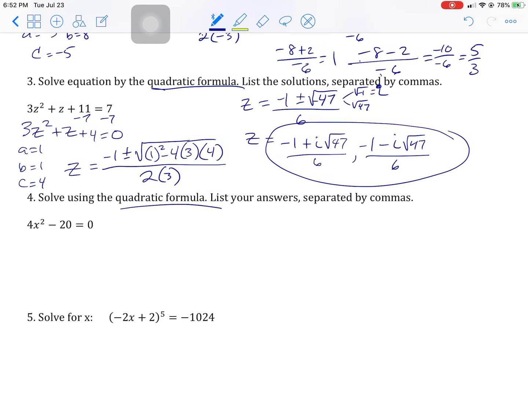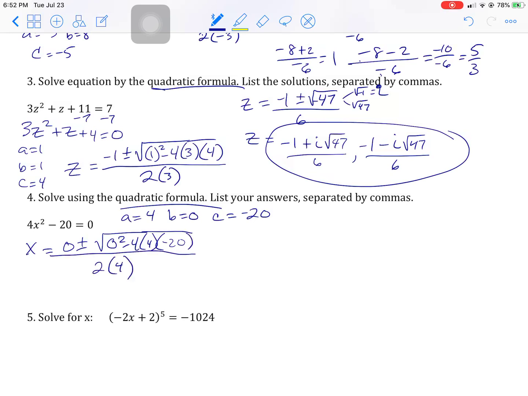So I'm going to take a 4 out, but I don't. I just go right to A equals 4, B equals 0, because there's no single x term there, x to the first power. C equals -20. So just follow procedure. X, B is 0. This is how I do these. Same way as I do all the other ones.